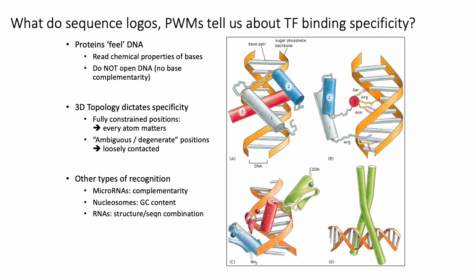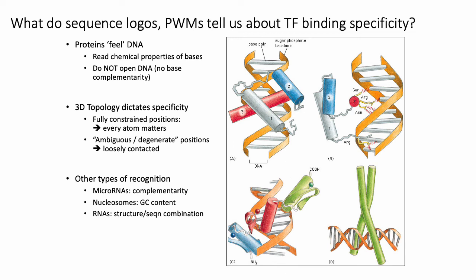Again, going back to the idea of what you can do with a sequence logo and position weight matrix: number one, you can use it to get some sense of the sequence specificity of a transcription factor. The sequence specificity of a transcription factor is dictated by how it interacts with the individual bases present at its binding site, as well as the interactions of the TF with the backbone of the DNA.